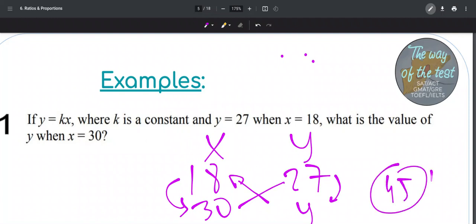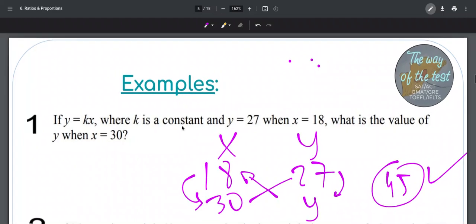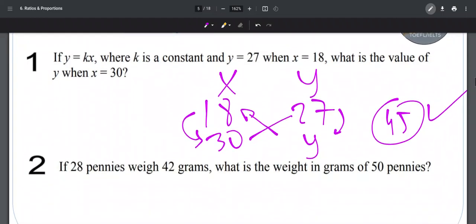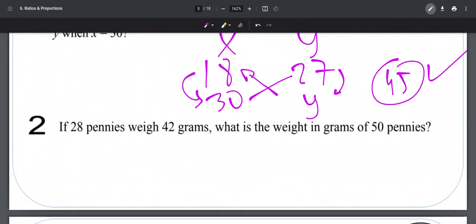Okay, let's do question number 2. If 28 pennies weigh 42 grams, what is the weight in grams of 50 pennies?